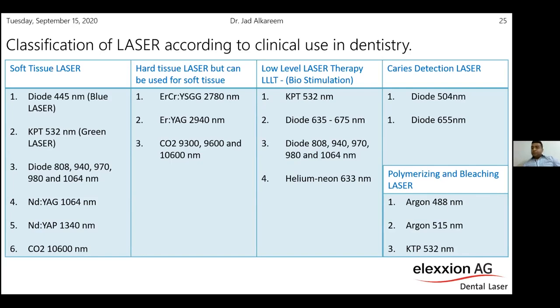And finally, we have the last type of lasers, which are called the polymerizing lasers or the bleaching lasers. These lasers are mainly used to condense the composite when you apply it, to make it hard. It can also be used to do bleaching, and it has a blue color for the argon. So it is also visible. You can see it in your clinic when you do the bleaching or when you are using your light cure. And you have another wavelength of the argon, which is 515. And finally, you have the green laser, which is 532.